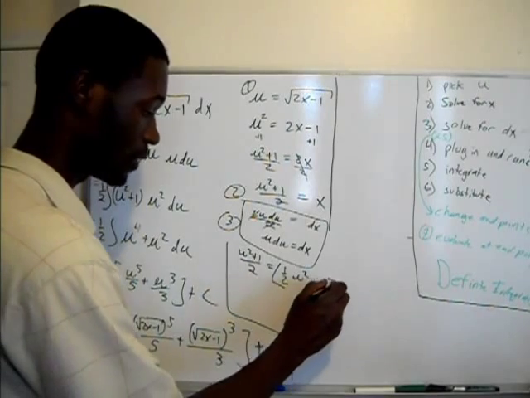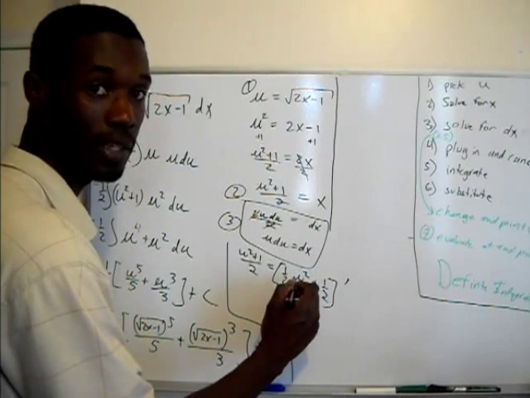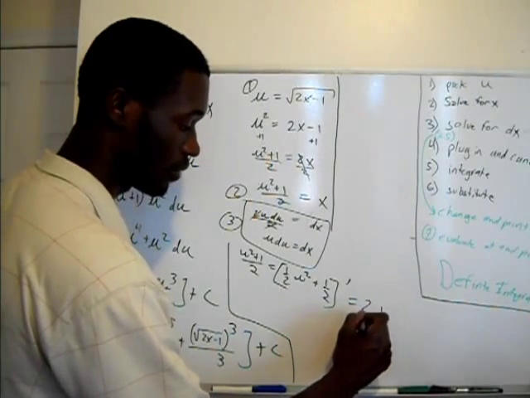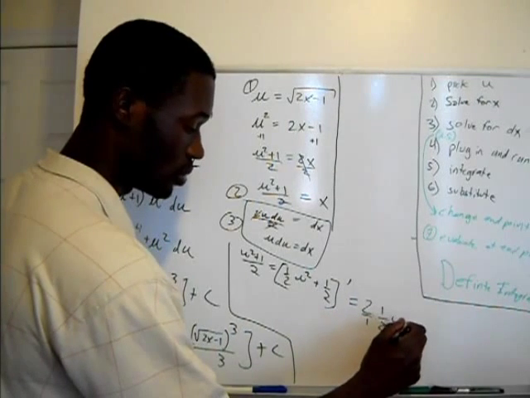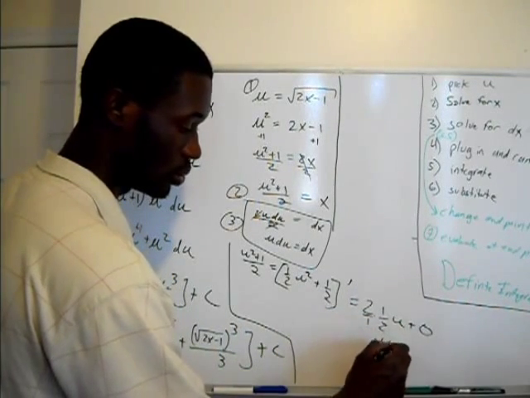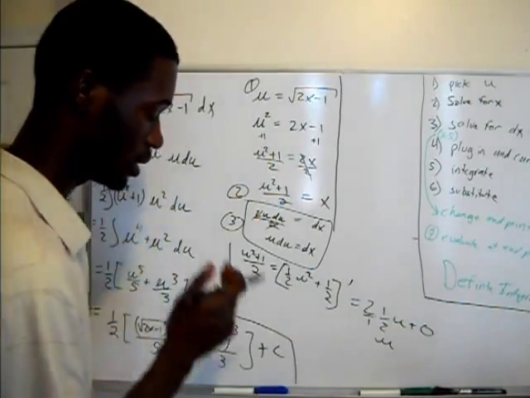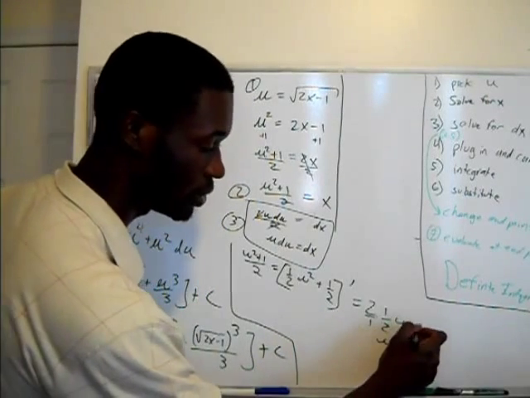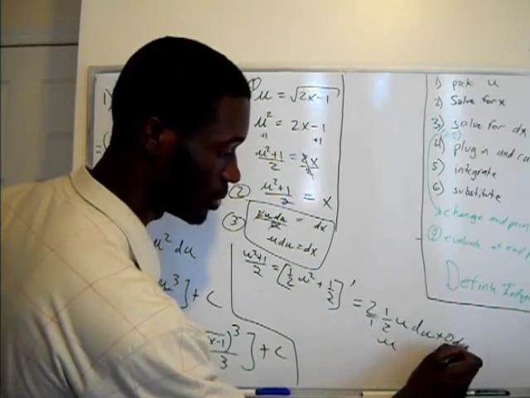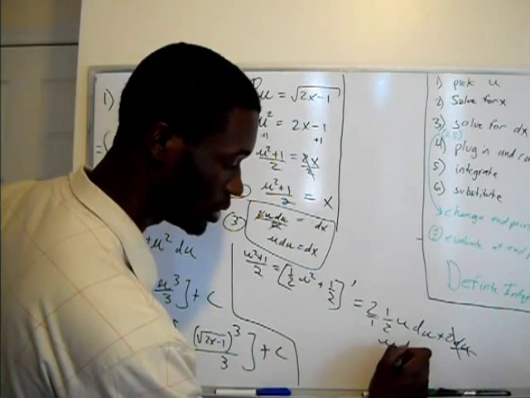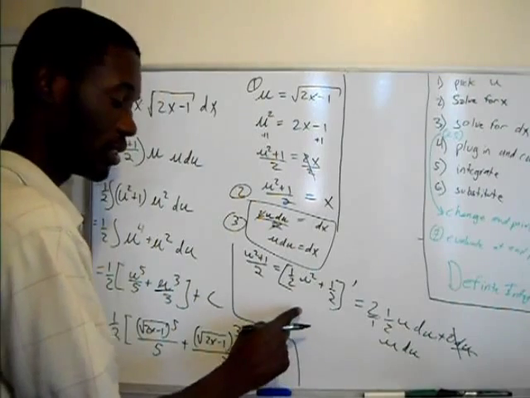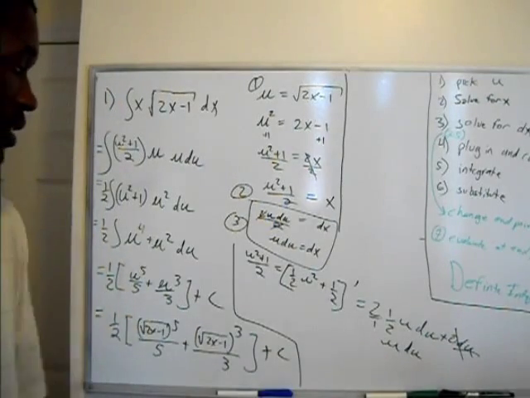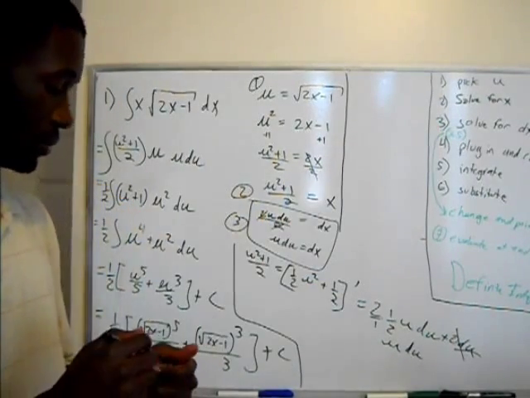Alright, so now if we take the derivative of this, it's going to be 2 times 1/2 u du plus 0 du, which is 0. So it's going to be u du. That's why, if you split up the fraction, you'll see exactly why I got 2u divided by 2, which is this. So that's step 3, solve for dx.